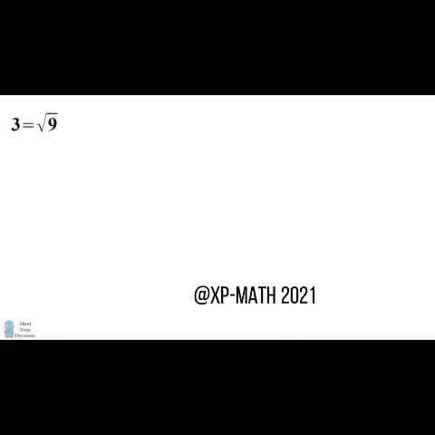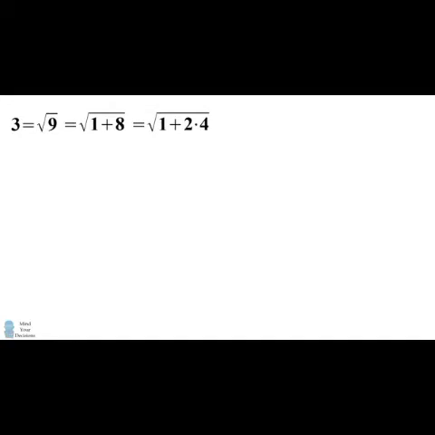3 is equal to the square root of 9. 9 equals 1 plus 8, and 8 factors out into 2 times 4. 4 can be expressed as the square root of 16. We now have a square root inside of another square root. We've come to the first iteration of this nested radical.